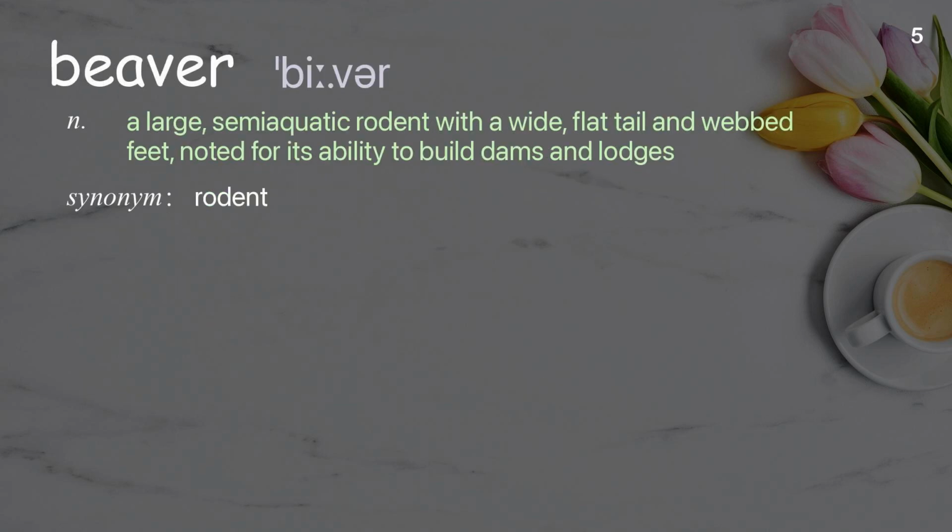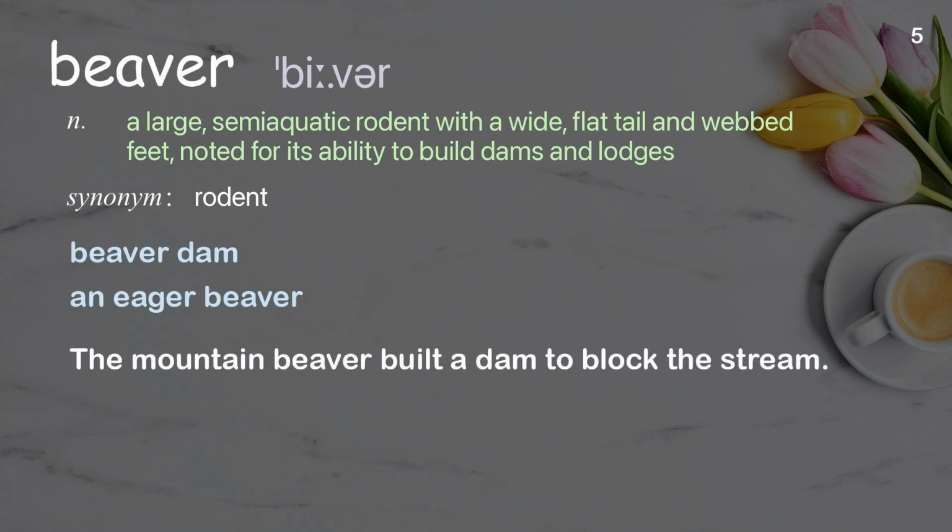Beaver. A large, semi-aquatic rodent with a wide, flat tail and webbed feet, noted for its ability to build dams and lodges. Examples: Beaver dam. An eager beaver. The mountain beaver built a dam to block the stream.